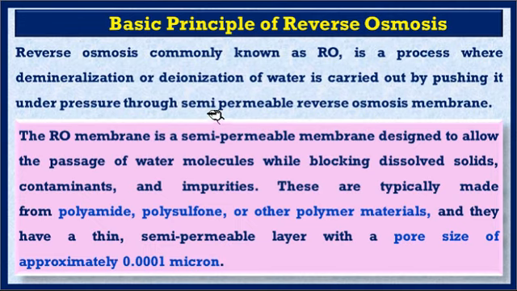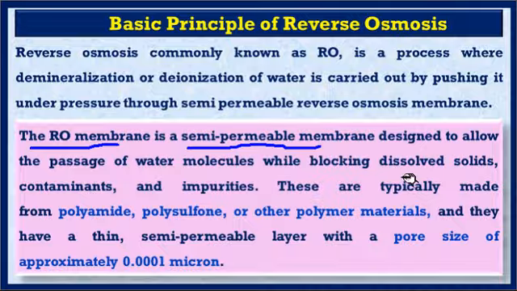So now the question comes to our mind, what is this semi-permeable reverse osmosis membrane? Basically, the RO membrane is a semi-permeable membrane designed to allow the passage of water molecules while blocking other dissolved salts, contaminants and impurities. The word semi-permeable means it allows only a few selective ions to pass through it. And what are these selective molecules? These are the water molecules.